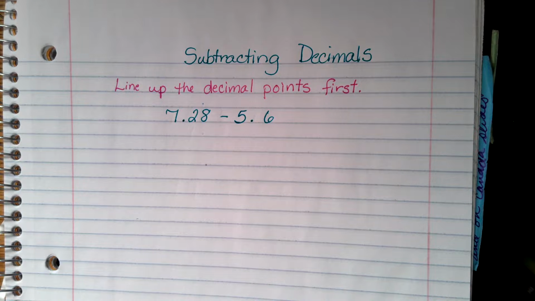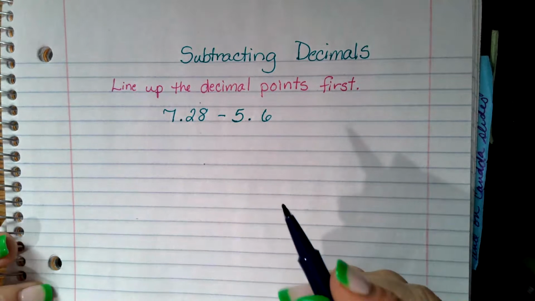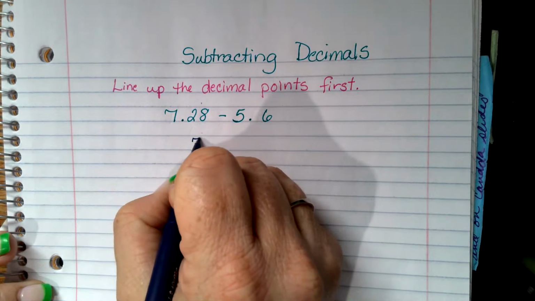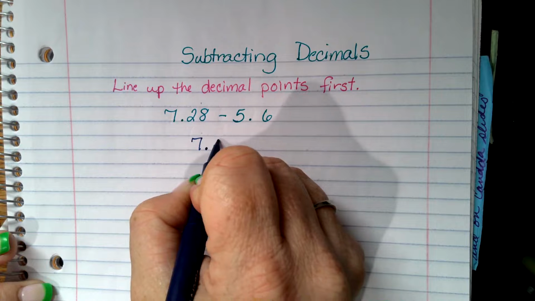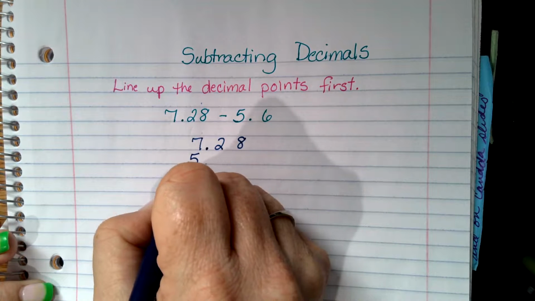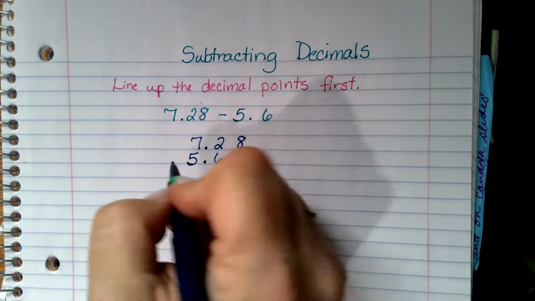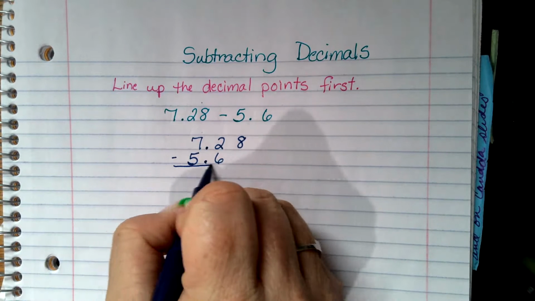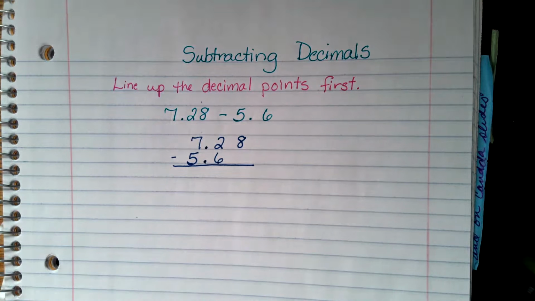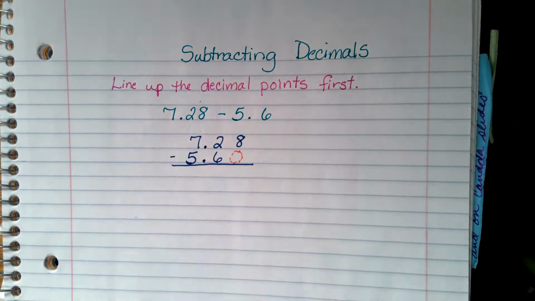The first thing we're going to do is move from a horizontal math problem to a vertical math problem, and we are going to line up our decimal places. So 7 and 28 hundredths and 5 and 6 tenths. Remember that if it helps us, we can use those little ghosty zeros to hold the place value. Ghosty zero.